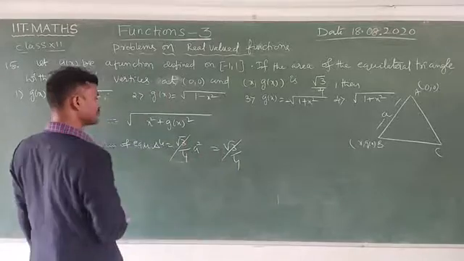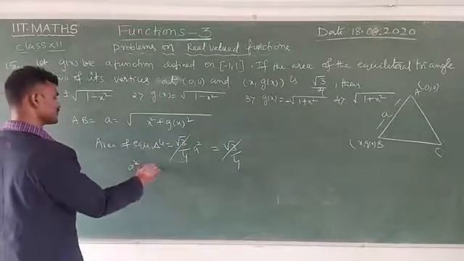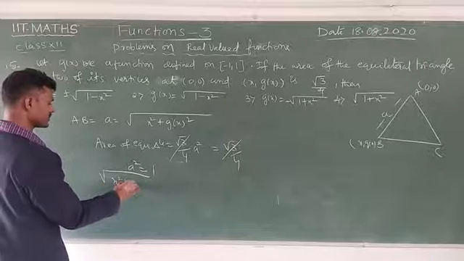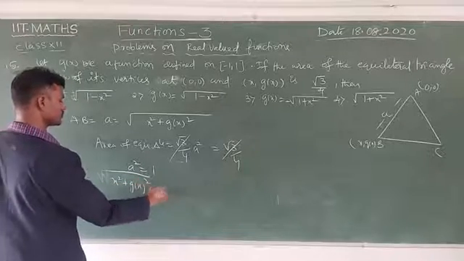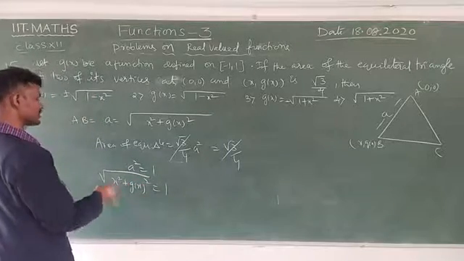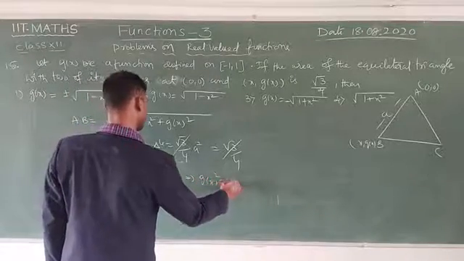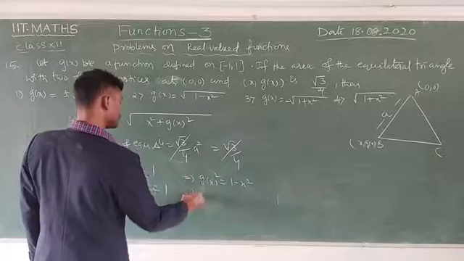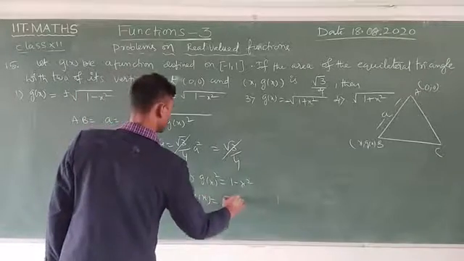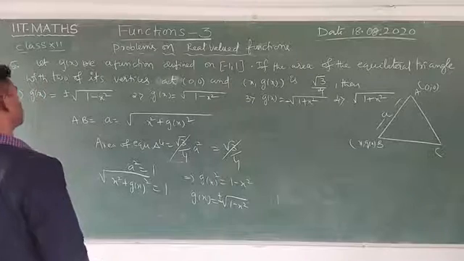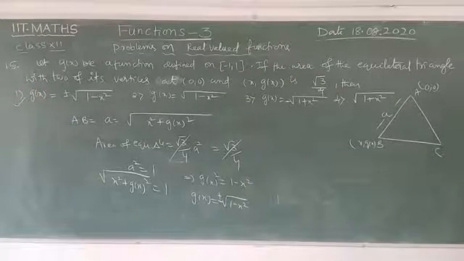The root 3 by 4 cancel. Now a square is equal to 1. Now a is equal to under root over x square plus g of x whole square is equal to 1. Now squaring on both sides, g of x whole square is equal to 1 minus x square. Now g of x is equal to under root over 1 minus x square, plus or minus. Which one? This is the first option you can write here.